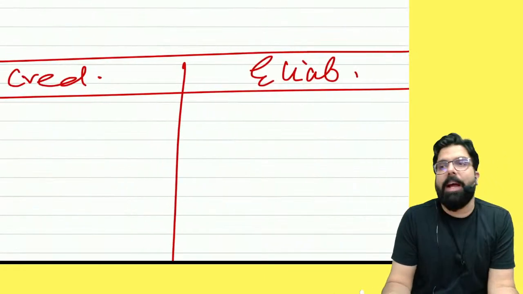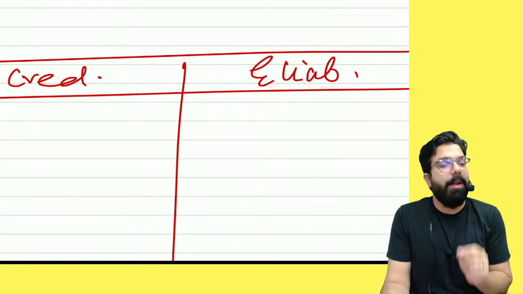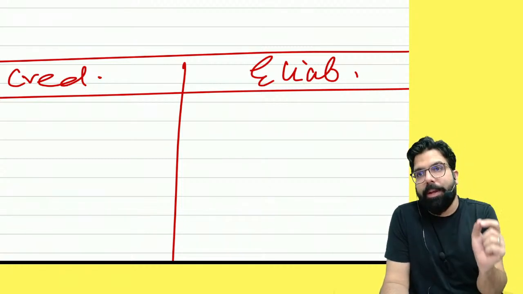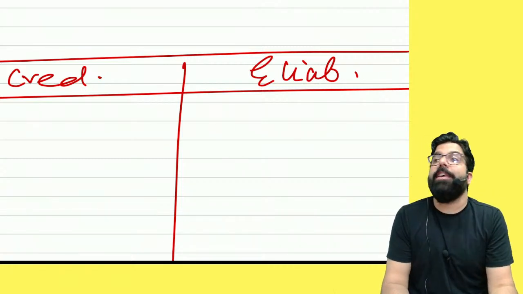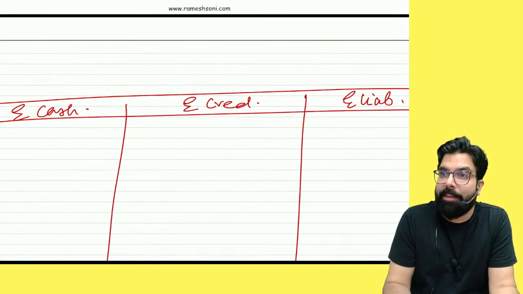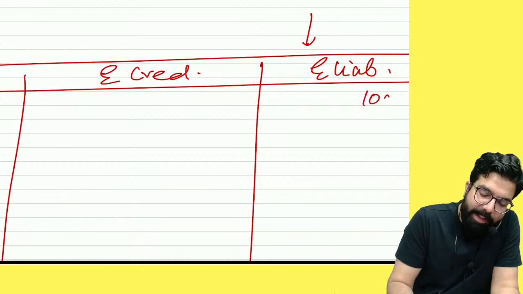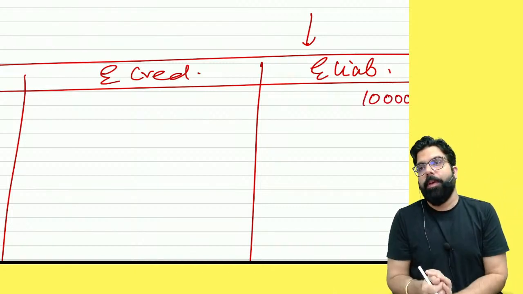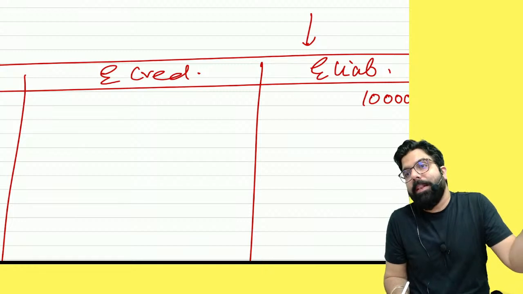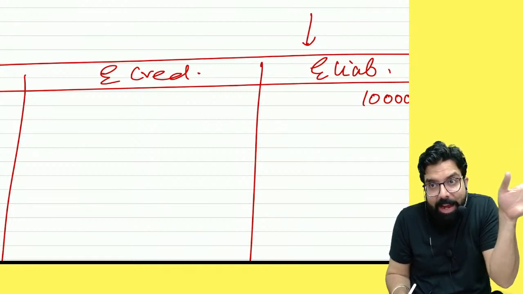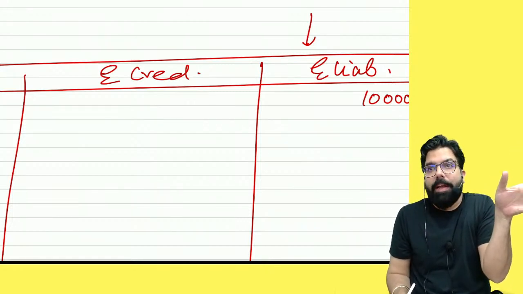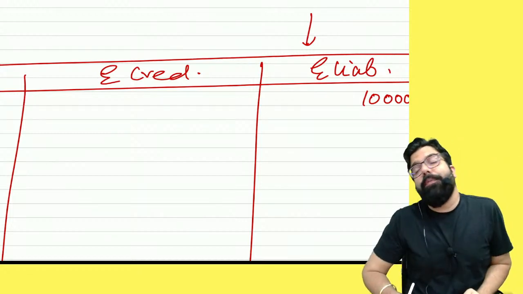What happens in the liability ledger? Listen to me very carefully. When you are filing your GSTR 3B, you tell in your GSTR 3B that my output liability which I have collected is 10,000 rupees. That will come and sit in your E-liability ledger. Are we clear, everyone?